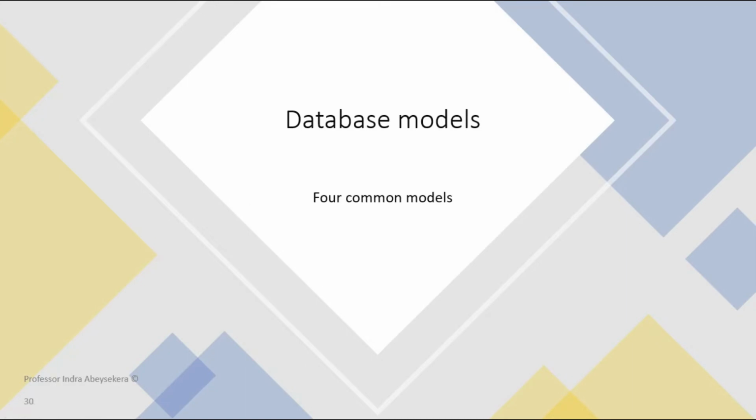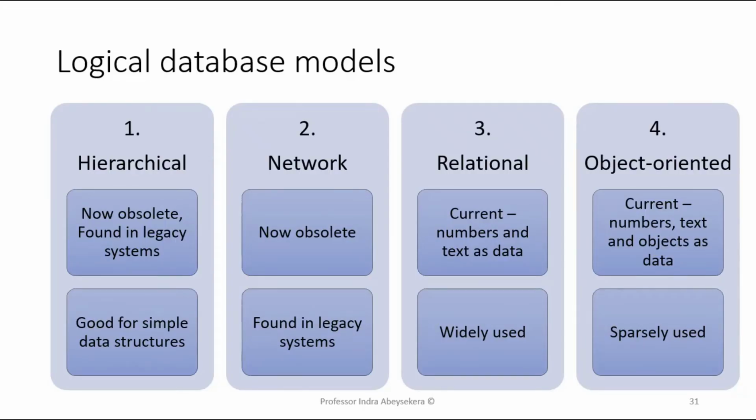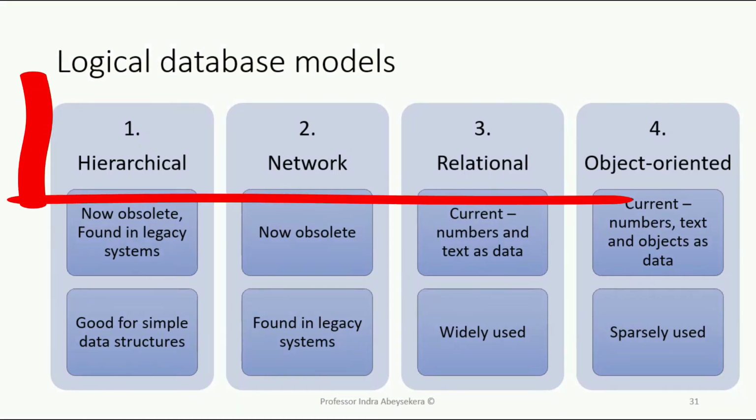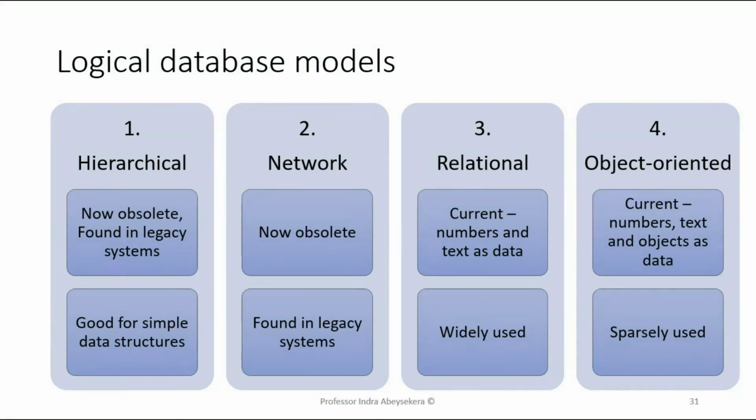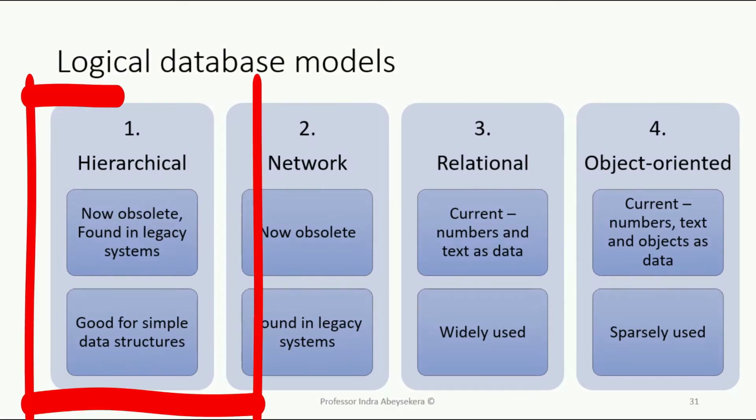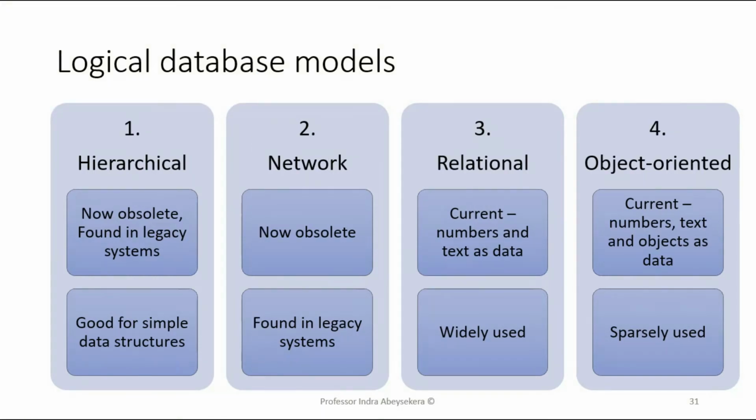When it comes to database models, there are 4 common models. These 4 models are hierarchical, network, relational, and object-oriented. Hierarchical database model is now obsolete. It's found in legacy or old systems, good for simple data structures. The network system is also now obsolete and found in old or legacy systems.